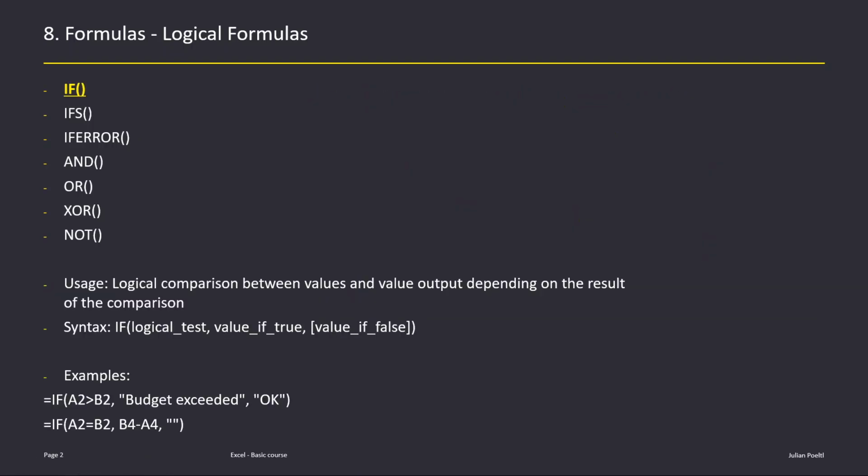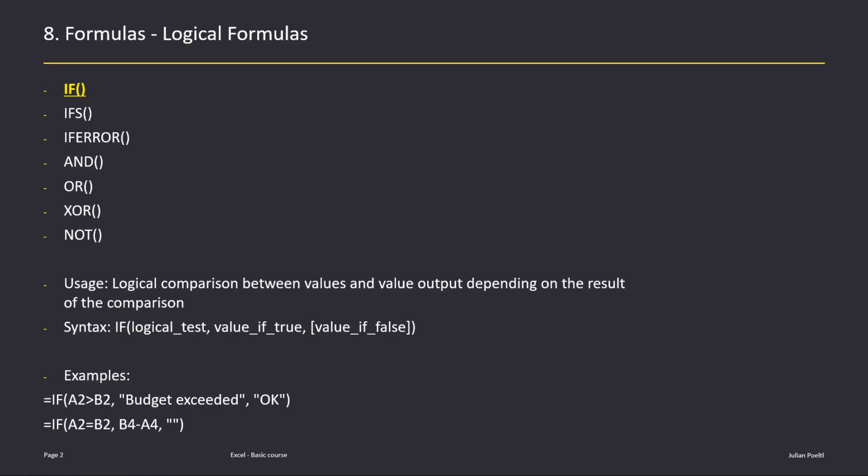The IF formula is used when you want to have a logical comparison between values and then want to have an output depending on the result of this comparison. So the formula needs a test and a value you want to have as an output if this test is true. And you also have the optional argument of handing out a value if this test is false. So for example, here and down you see two examples.